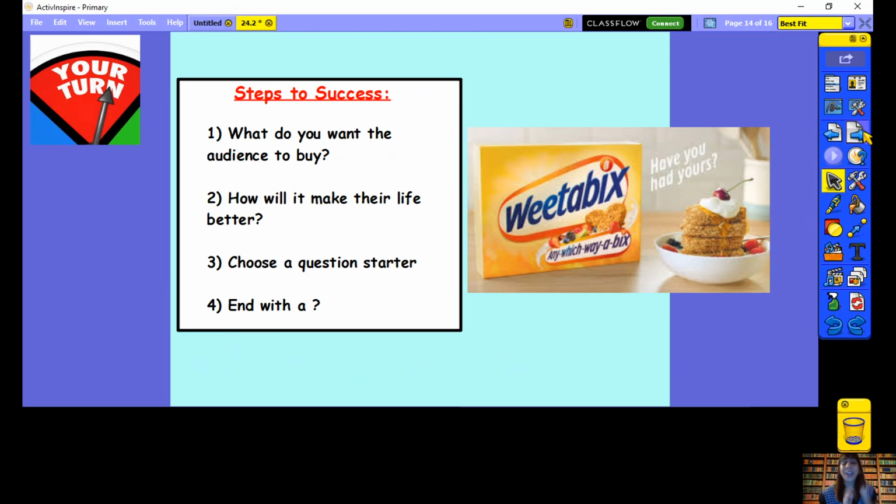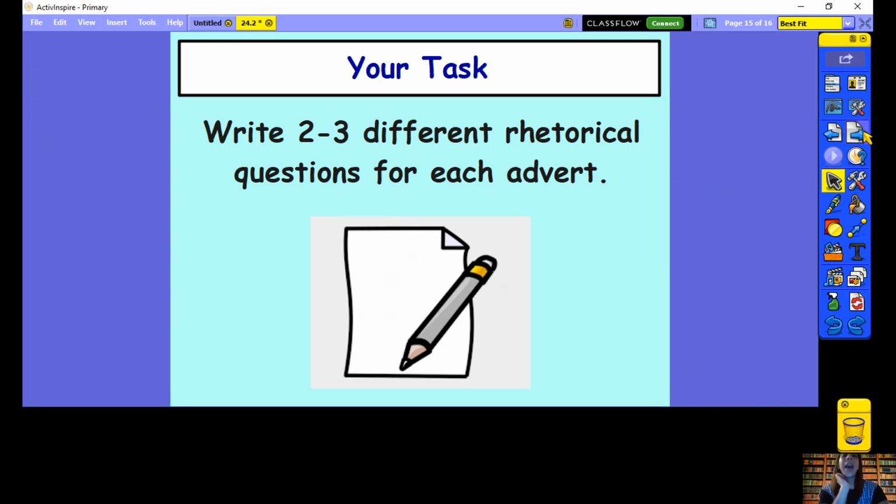Okay, so I hope you had time to write and recite, so say out loud your fantastic questions. Again, please upload them to Seesaw so I can see what great ideas you had. Now, that was good practice for your task, because your task is, I have given you a worksheet which has 3 different products, and you are going to write for each of those products 2 or 3 rhetorical questions.